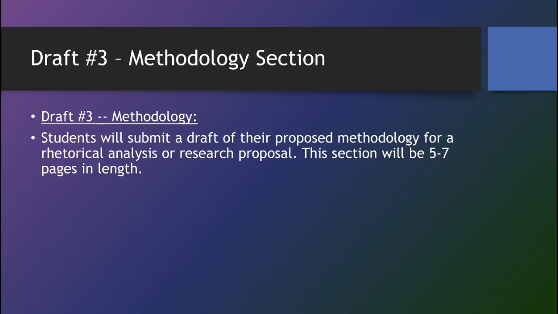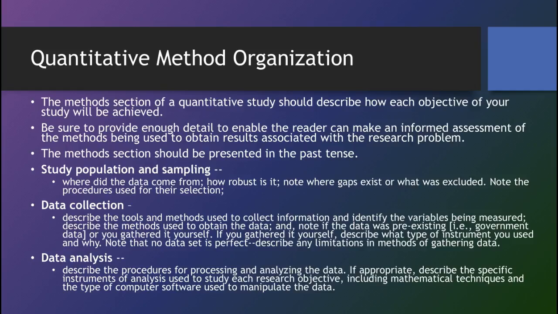As we're getting into the methodology section, remember you are required to write 5 to 7 pages within your methodology, which should not be hard to meet if you're constructing everything the way that you should. If you're conducting a qualitative research proposal, your method section should describe how each objective of your study within your research objectives will be achieved. You need to provide enough detail to enable the reader to make an informed assessment of the methods being utilized and how you plan to do that, as well as your actual survey instrument for your quantitative research.